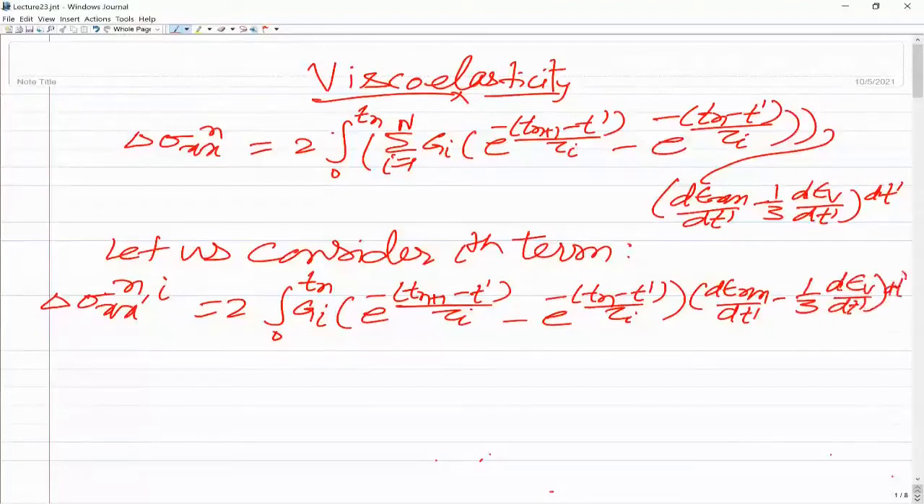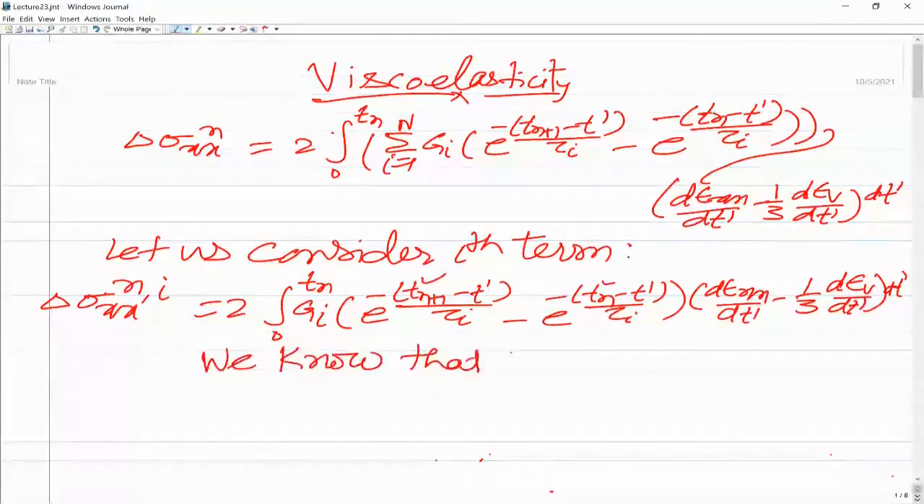This is what I was talking about in the last class. Now in this we want to get a recursive relation. So let me explain. As far as this term is concerned, here we have tn plus 1 and here we have tn. So we know that this tn plus 1 is actually equal to tn plus delta t.